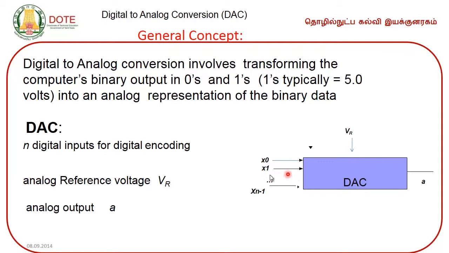The input is a binary number that may have a number of bits. So, let it be x0 to xn minus 1, that means n number of bits.